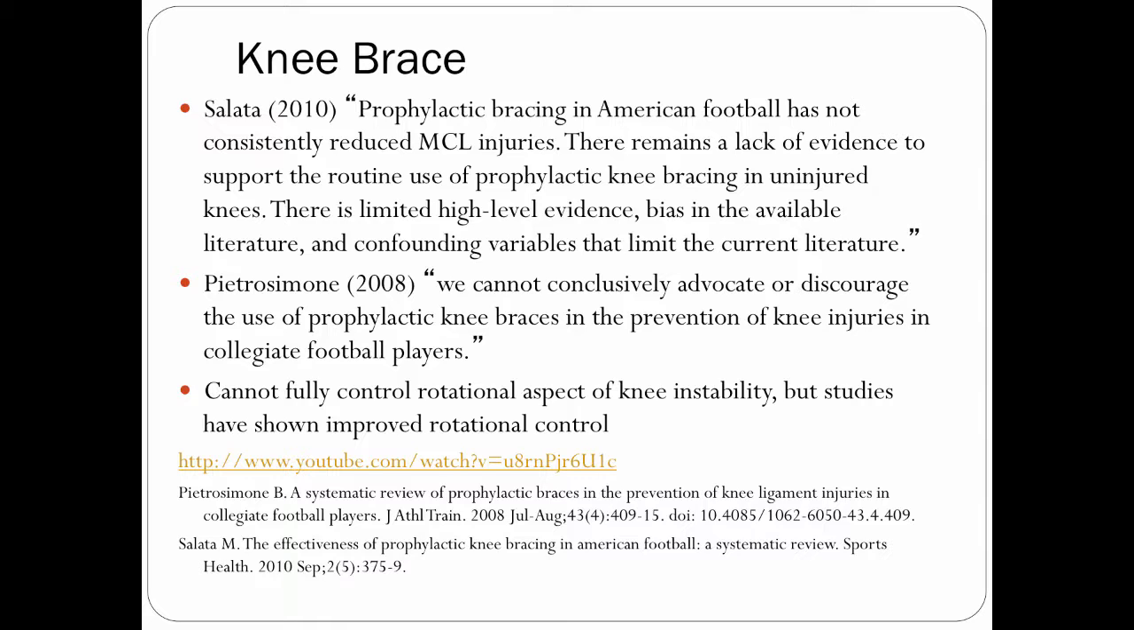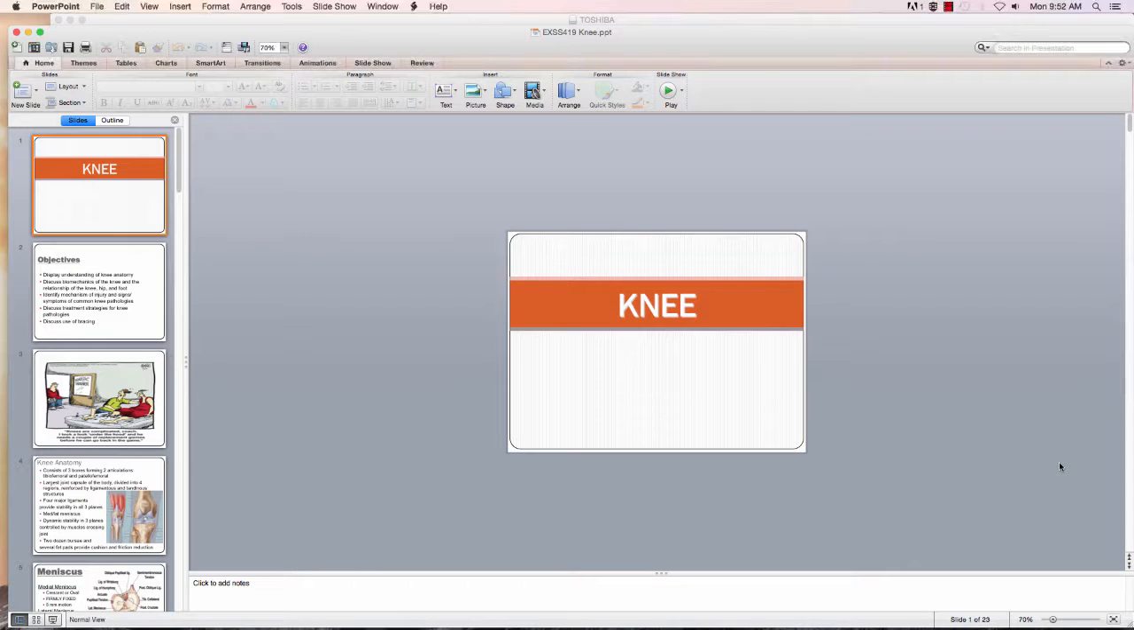So I think that they do a pretty good job of protecting the MCL. I don't think they do a very good job at protecting the ACL. We've had a lineman just this season tear his ACL as a non-contact plant. You can't control the rotational aspect of the knee. And then there's a YouTube video there that you can pull up and watch.